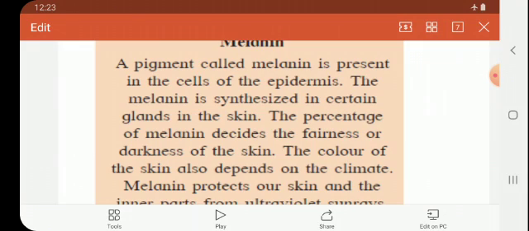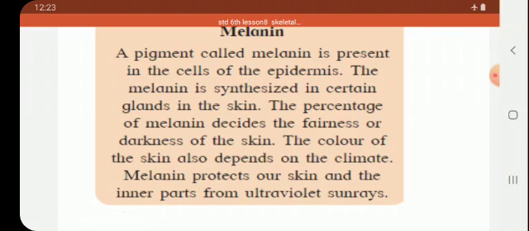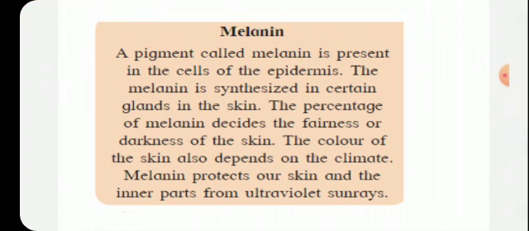Not only the melanin decides, children, here it is written that the percentage of melanin decides the fairness or darkness of the skin. The color of the skin also depends on the climate. Melanin protects our skin and the inner parts from ultraviolet sun rays. This melanin pigment is present in the cells of the epidermis, the melanocytic cells.